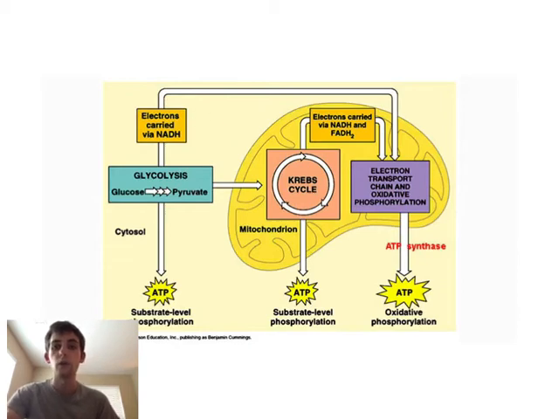Glycolysis is going to produce ATP. Krebs cycle will also produce ATP. So these two cycles alone are only going to produce a fairly small amount of energy. Where the real magic happens is in the electron transport chain. That's where most of the ATP we gain through aerobic respiration comes from, this electron transport chain.